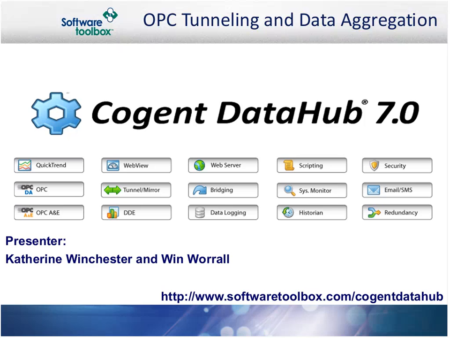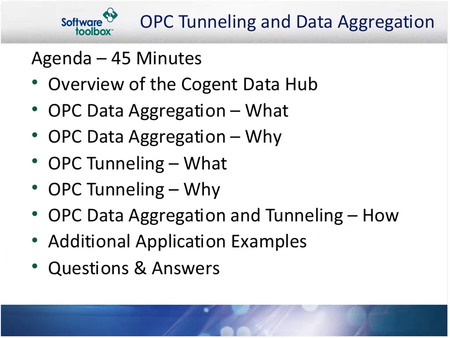All right. Well, today's presentation is going to take about 45 minutes. Let's start with a quick overview of the Cogent Data Hub, the tool that we're going to be talking about today to teach you the what, why, and how of aggregation and tunneling. After a short overview of what the Cogent Data Hub can do, I'll explain what aggregation is and why we use it to bring data into a single interface for your OPC clients.